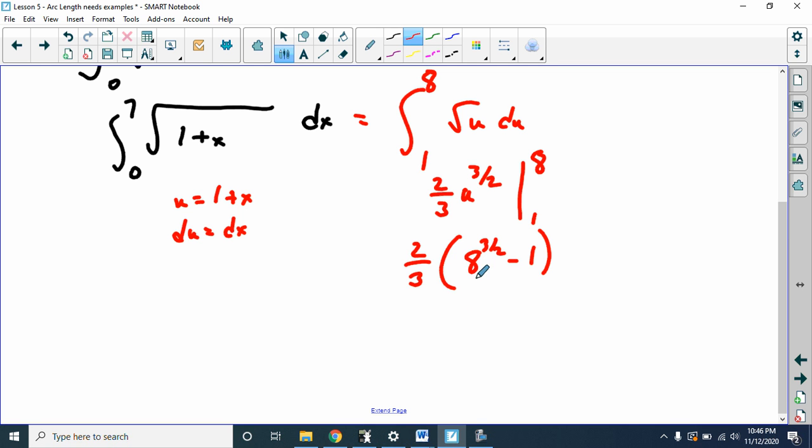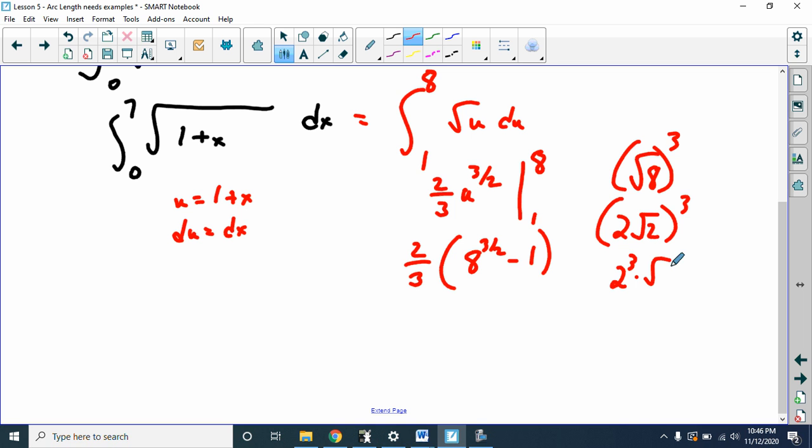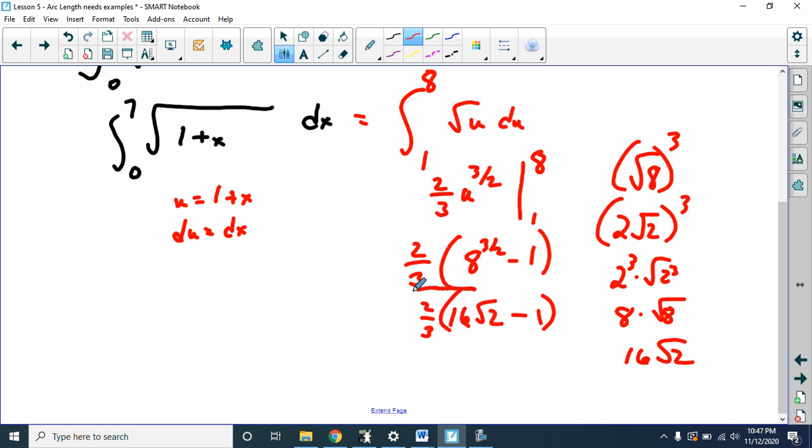You could probably leave it like that if it is multiple choice and you need to simplify it. So we've got square root of 8 cubed. So we have 2 root 2 cubed. So it's 2 cubed times root 2 cubed, 8 times root 8. That gives 16√2. And you could distribute the 2/3 if you want.